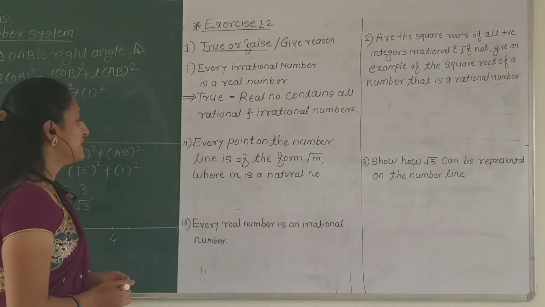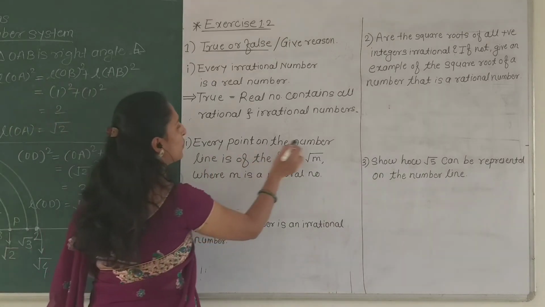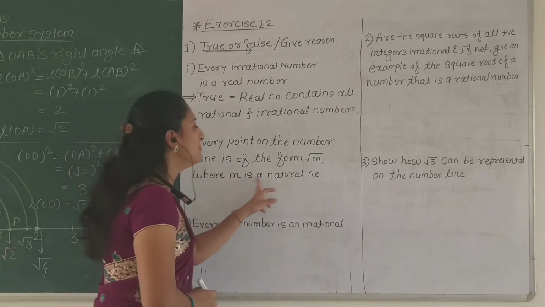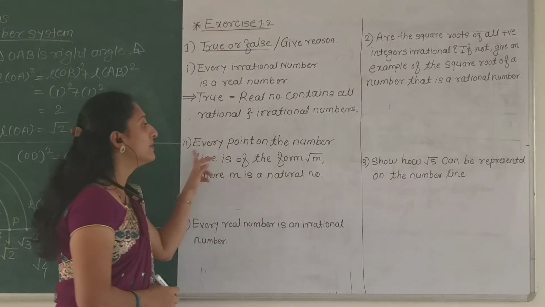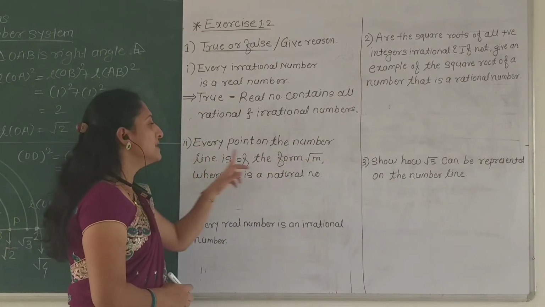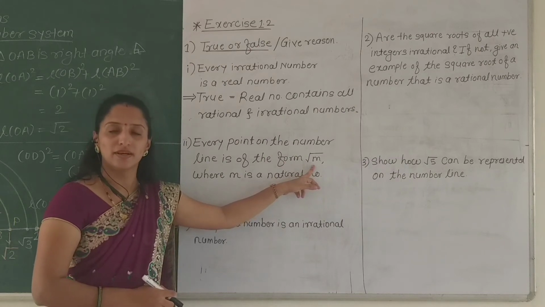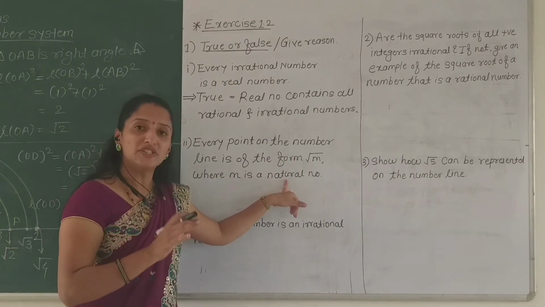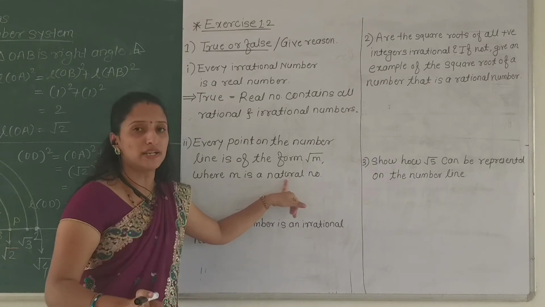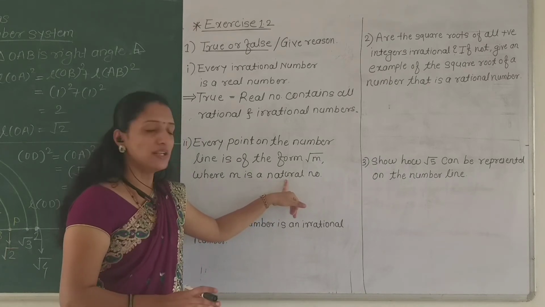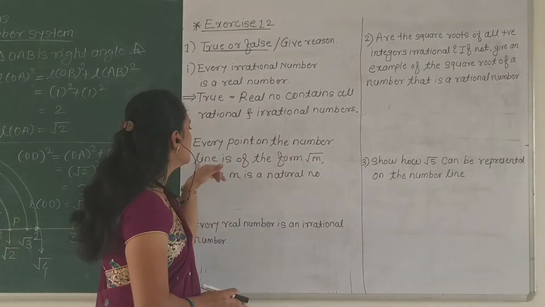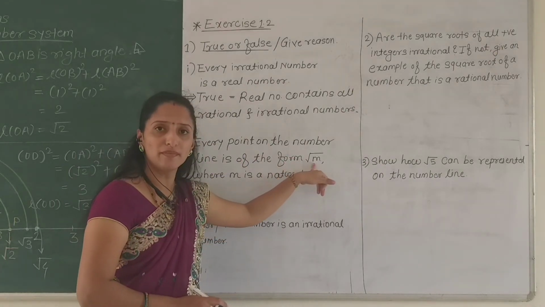Now the second statement is: every point on the number line is of the form root n, where n is a natural number. Now, natural numbers contain only positive numbers, right? So is every point on the number line of the form root n?